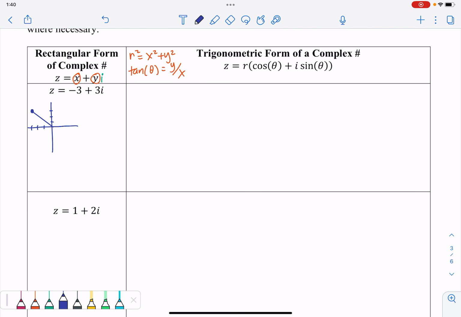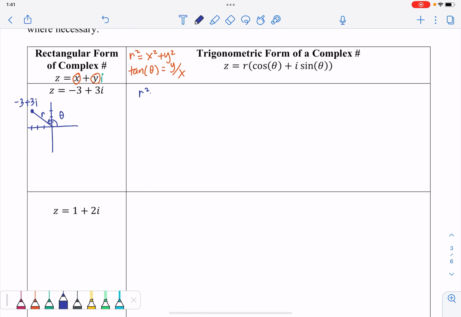Okay, so that looks good. And then the angle in standard position that ends right at that segment is going to be theta, and r is just the length out to that point, and this is negative 3 plus 3i. Because this complex number corresponds to the point (negative 3, 3), I can use the same idea of r squared equals x squared plus y squared.